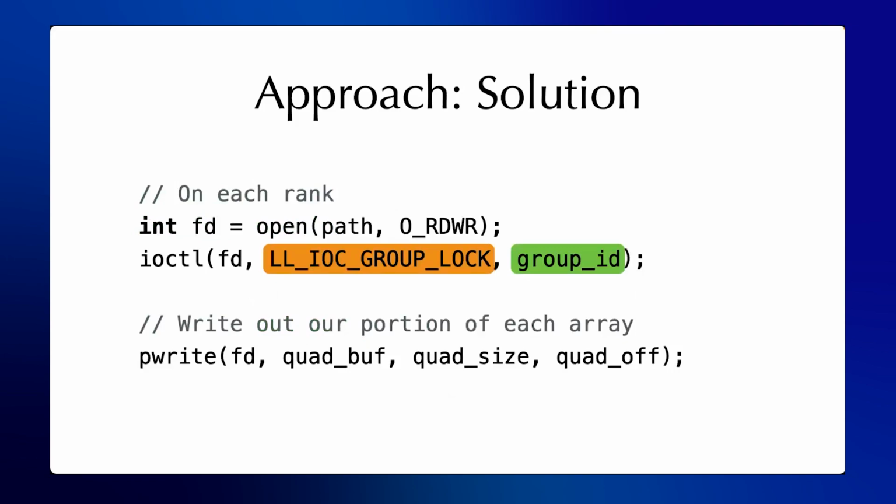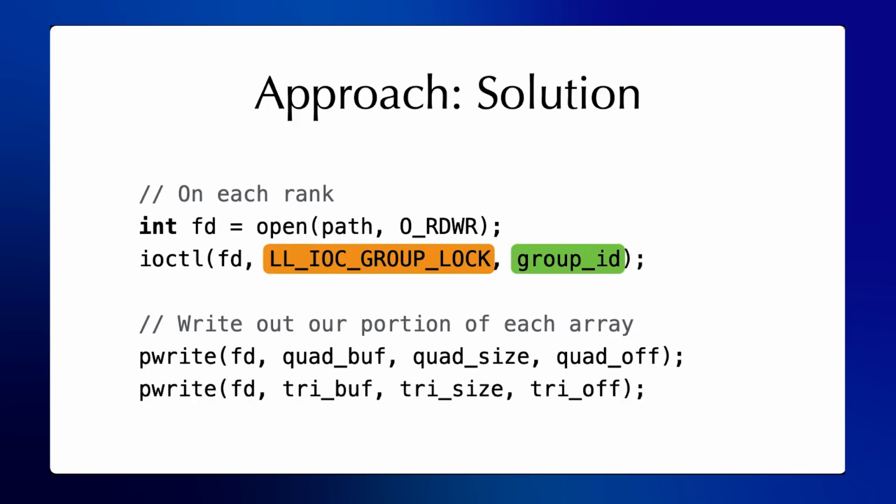So how do you do it? Well, you open up the file for reading and writing, and then you use another low-level I/O control to say take out a group lock, and then you just make up a group ID. Can be any number you like. Every rank does this. You then have your group lock, and you can start writing out your arrays to disk.